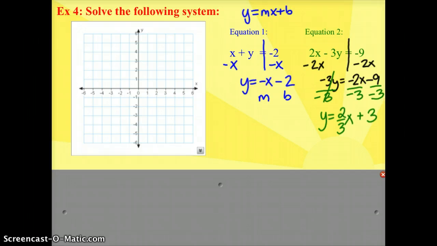So for the first equation, my slope is negative 1 over 1. My y-intercept is a negative 2. So starting at negative 2, the slope is negative, so I'm going to go down and then to the right. So down 1, 1 to the right, down 1, 1 to the right. And the more points you plot on your graph, the easier it will be to find the point of intersection. Now I'm going to draw a line through my points.